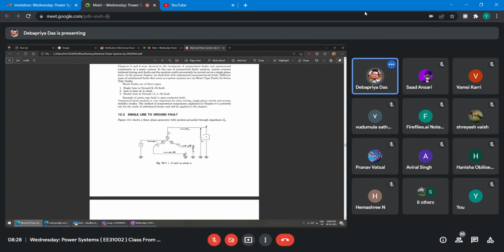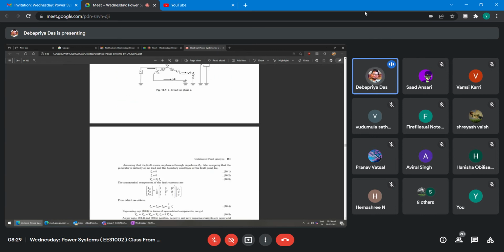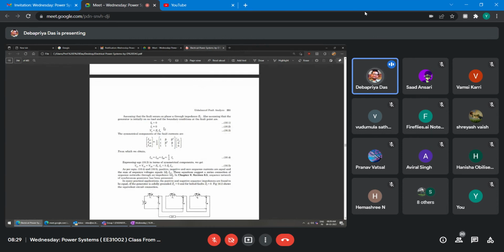And the voltage is VA. VA will be IA into ZF, right? Because this is actually going to the ground, and in the other two phases, this is VB, VC, but IB is 0 and IC is also 0. Now the condition for this fault, line to ground fault occurring on phase A: IB is equal to 0, IC is equal to 0, and VA is equal to ZF into IA, right?